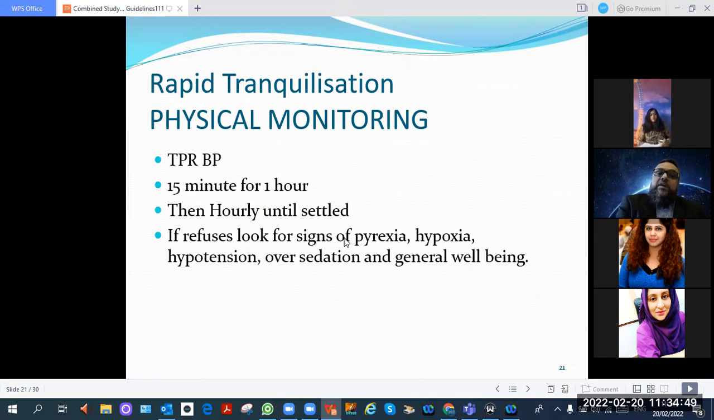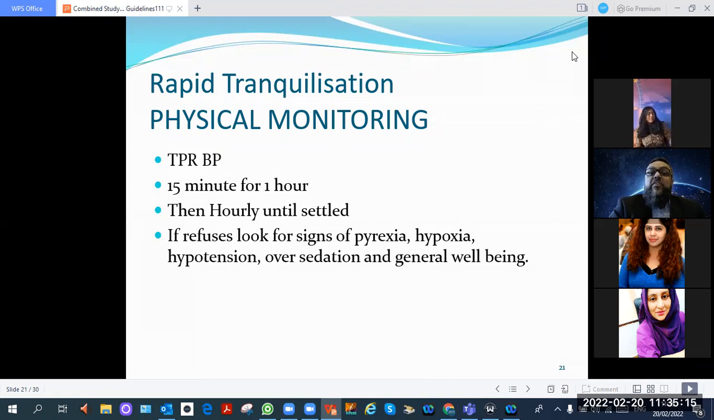Now, physical monitoring during rapid tranquilization, before and after, and during the restraint: TPR and BP, temperature, pulse, respiratory rate, blood pressure. What is the most important parameter to monitor, and what is the easiest thing that can be monitored? Anyone? Respiratory rate.